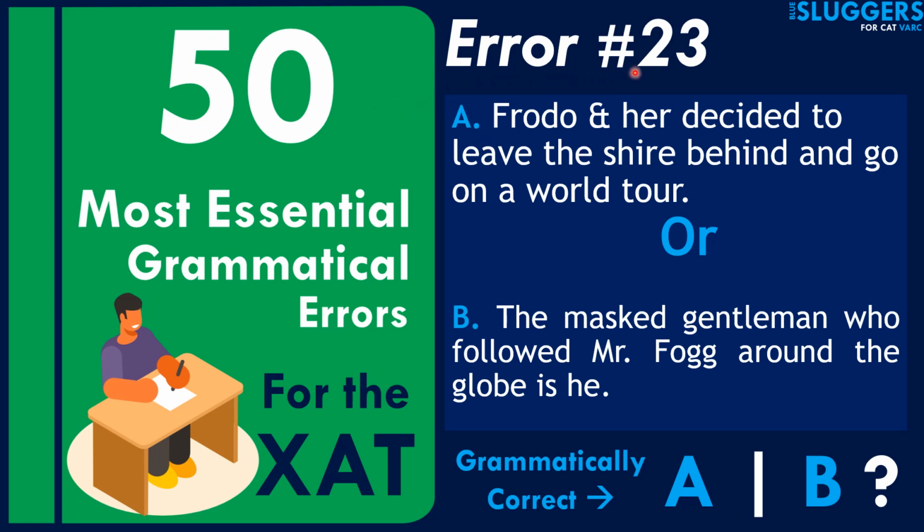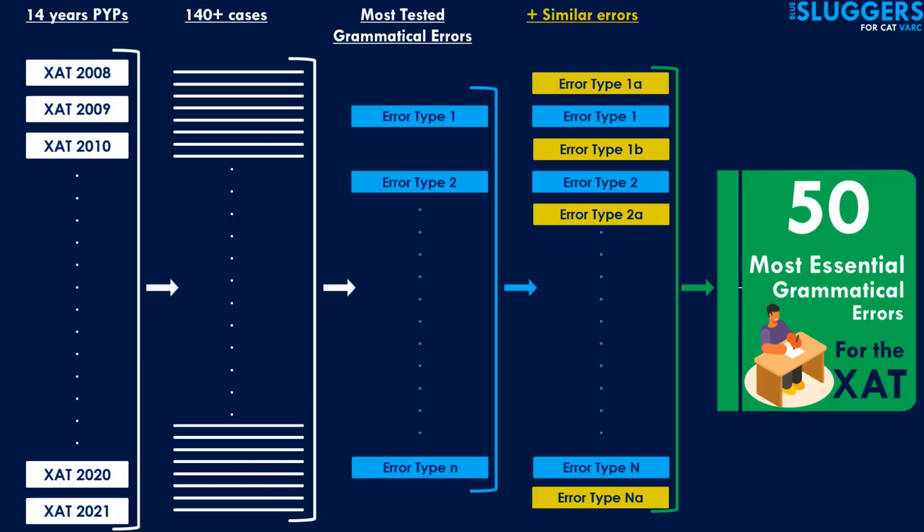Right now, let's jump into the 23rd type of error of the series 50 most essential grammatical errors for the XAT. However, I would like to first state that this is not just a random list of 50 grammatical errors that we have just come up with. There's in fact quite a logical process involved in creating this list, and I've explained that process in detail in a separate video, which you can access by clicking on the link on the top right corner of your video. So this diagram pertains to that. I've explained all of this in that video. So you can watch that if you want.